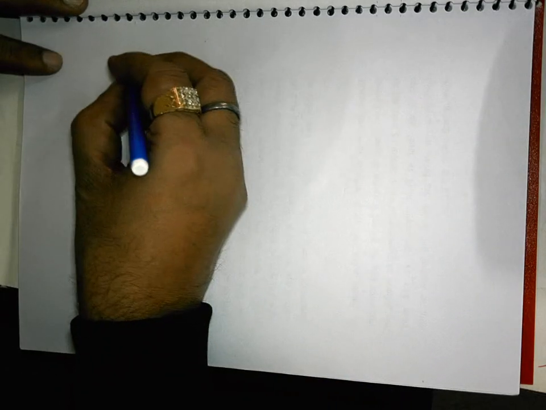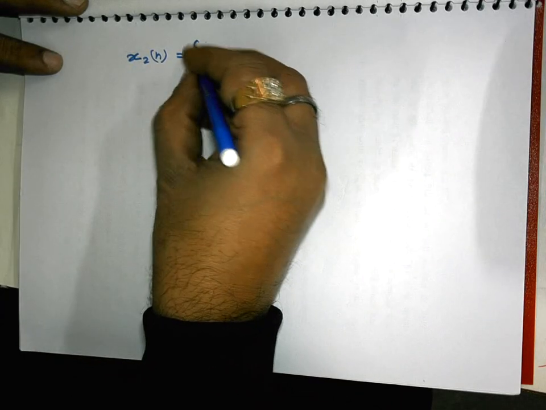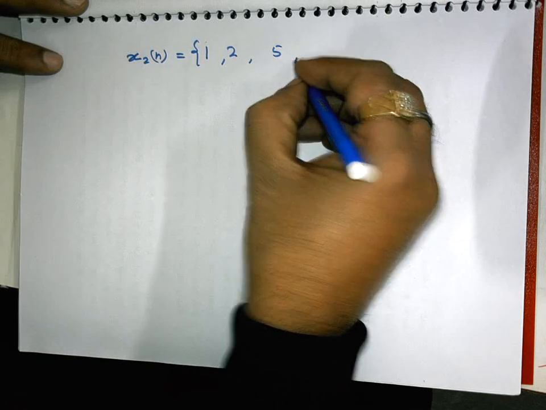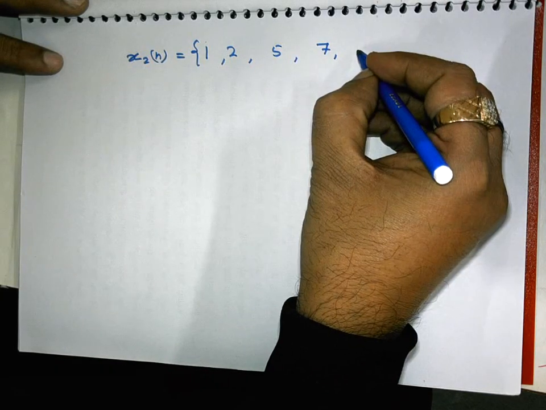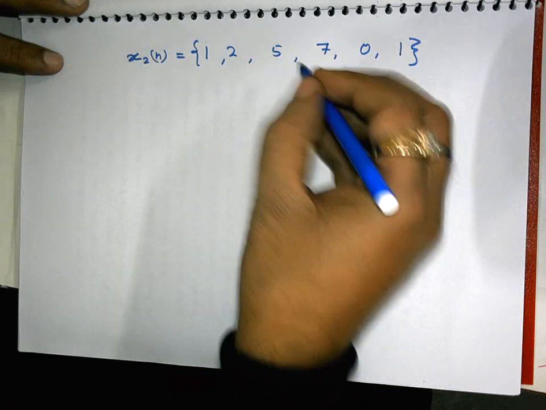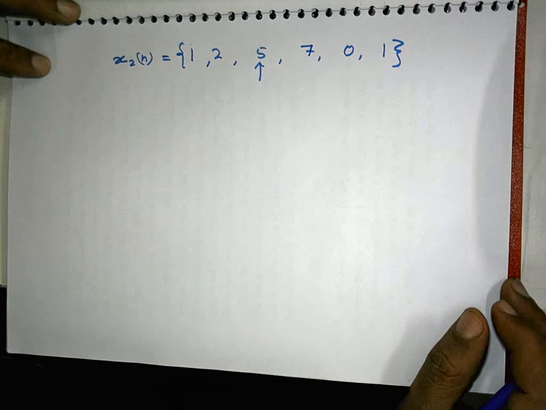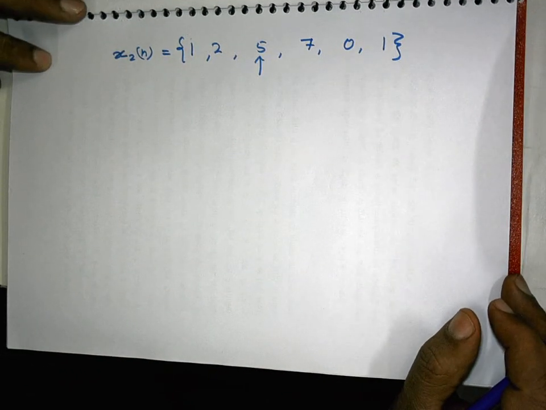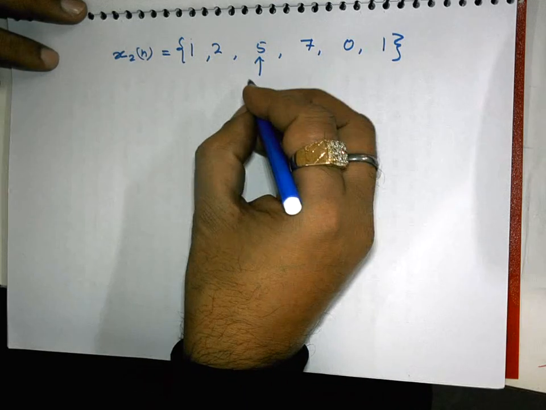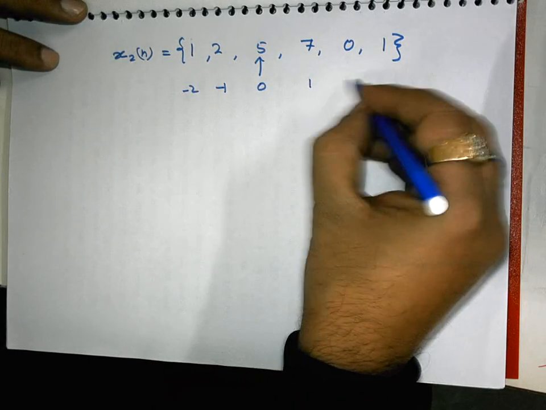Suppose we take another signal x2[n] is equal to 1, 2, 5, 7. The same signal, but the time origin is different. You can observe many views of the same signal. Now you see the time instances. This is 0, this is -1, this is -2, 1, 2 and 3.